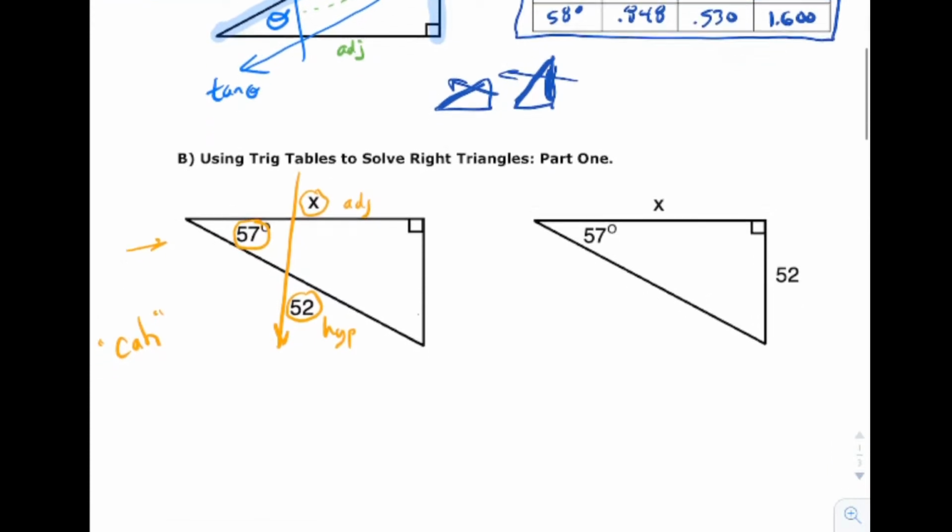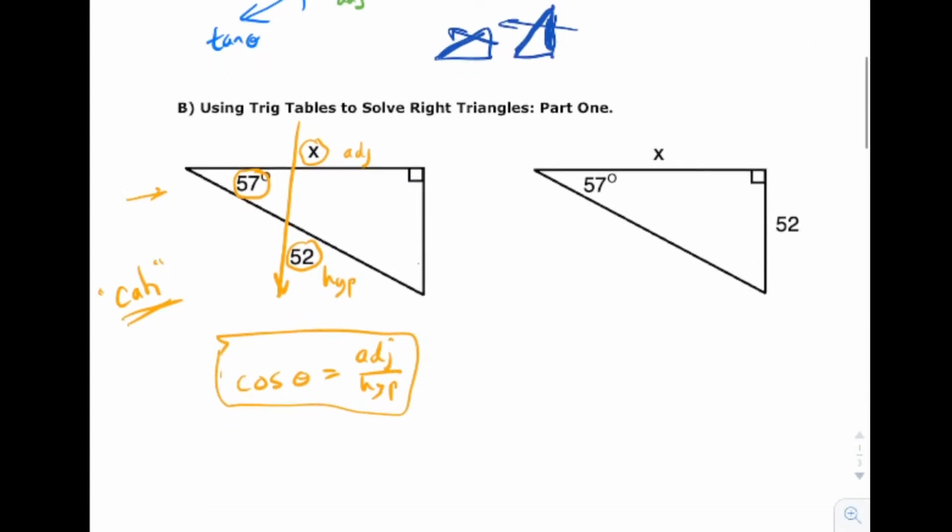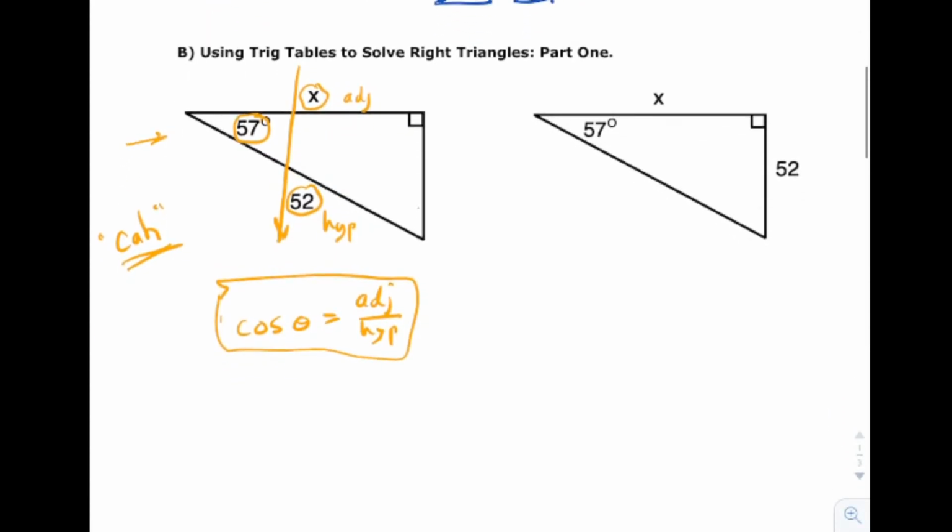So this is a formula. This says that the cosine of theta is the adjacent over the hypotenuse. That's the formula that CAH reminds us of. And then what you do is you say, well, the theta that we're talking about here is 57 degrees. So the cosine of 57 degrees is, and the adjacent that I have here is x, and then the hypotenuse that I have here is 52. And notice I got a nice little equation here that I can basically solve for x.